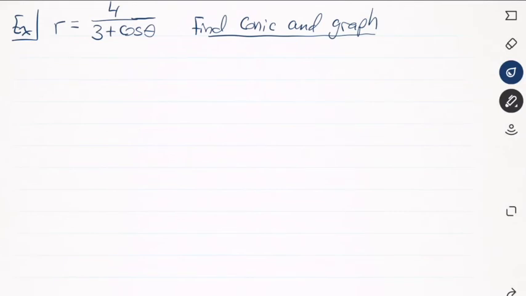All right, so here we have a polar equation, r equals 4 over 3 plus cosine of theta, and I want to find out which conic we're talking about. Are we looking at a parabola, hyperbola, or an ellipse? And then I want to use as much information as I can gain out of this to graph it. The graphing part is not as easy as it seems, and there are different viewpoints you can take on it.